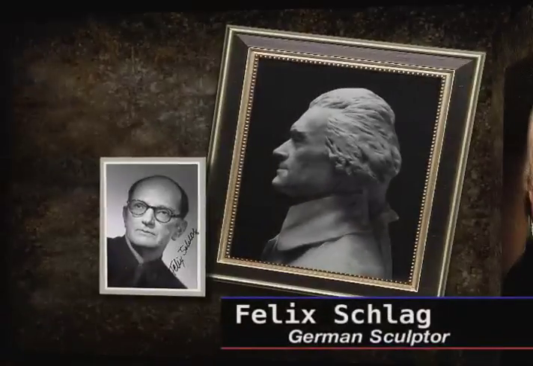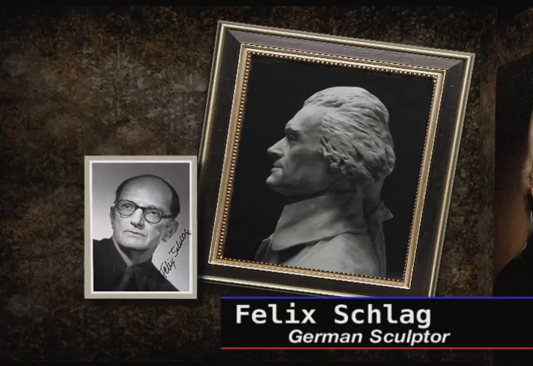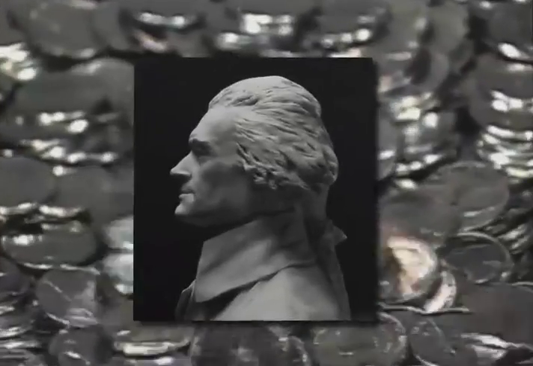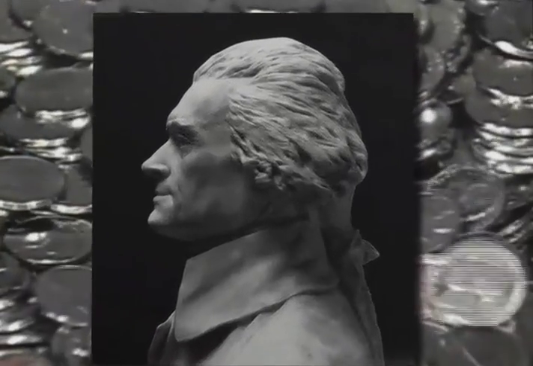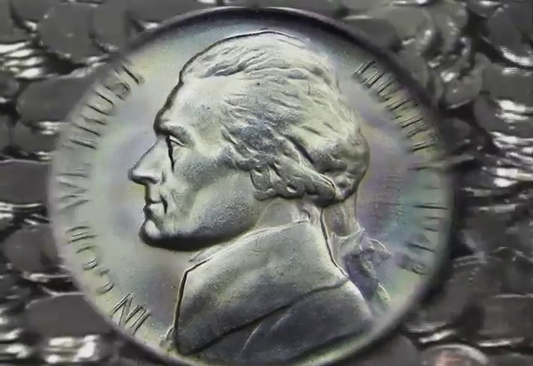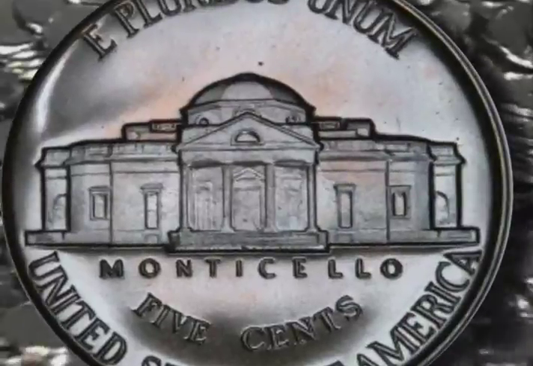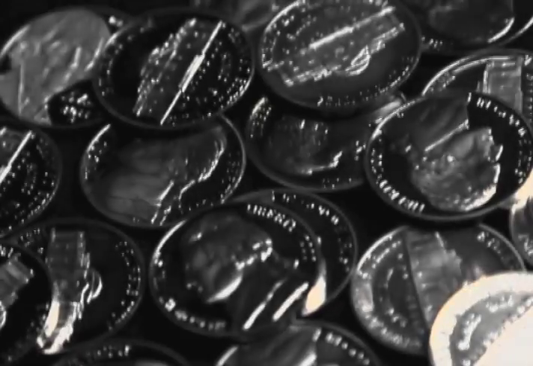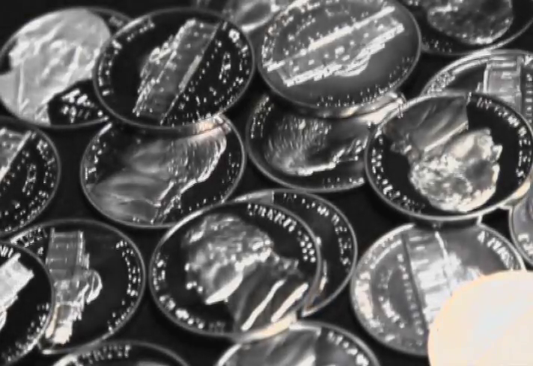After 390 sets of models were submitted, the designs of sculptor Felix Schlag were selected, earning him a $1,000 prize. The portrait he submitted featured Jefferson dressed in a period coat and wearing a traditional 18th century peruke wig. The coin's reverse features Jefferson's historic home, Monticello. The Jefferson nickel remained unchanged for 66 years.